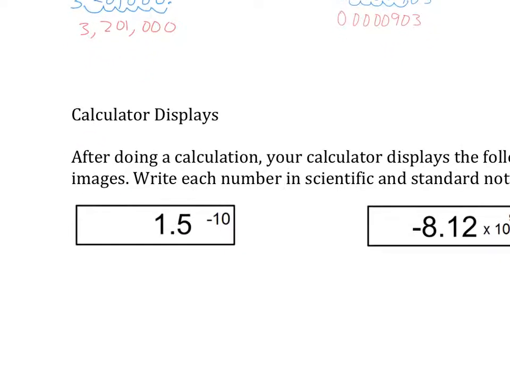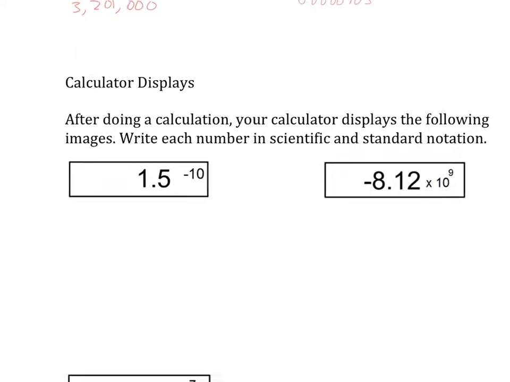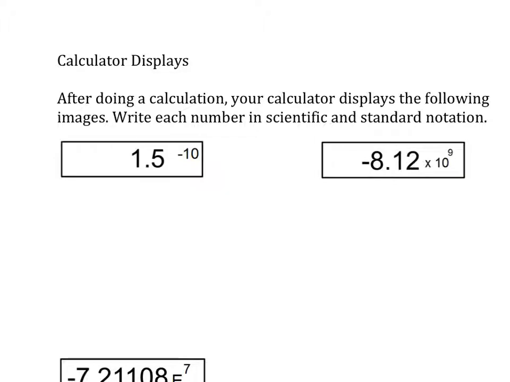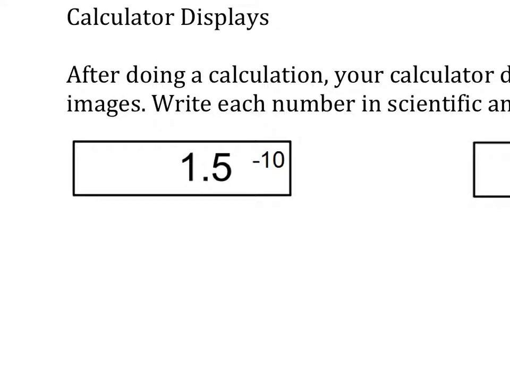Now we also might use our calculator sometimes for these. And your calculator will display these images, and we have to figure out what they mean. Well, these are usually in scientific notation. Okay, so let's look at this first one, 1.5, and then you see that negative 10. Well, that really means 1.5 times 10 to the negative 10th. Okay, so if we were going to write this in scientific notation, it'd be 1.5 times 10 to the negative 10th. Okay, now we can write it in standard form from there.